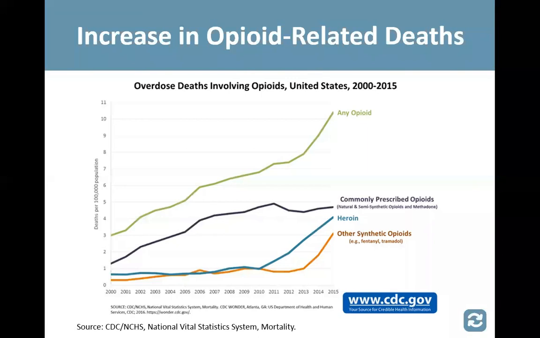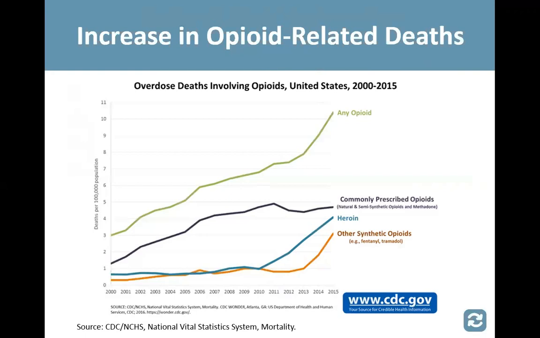The increase in opioid-related deaths is significant. Every day, about 90 Americans die from overdoses of opioids. Between 2000 and 2015, the increase in the number of deaths per 100,000 was a tripling, from 3 deaths per 100,000 to more than 10 by 2015.